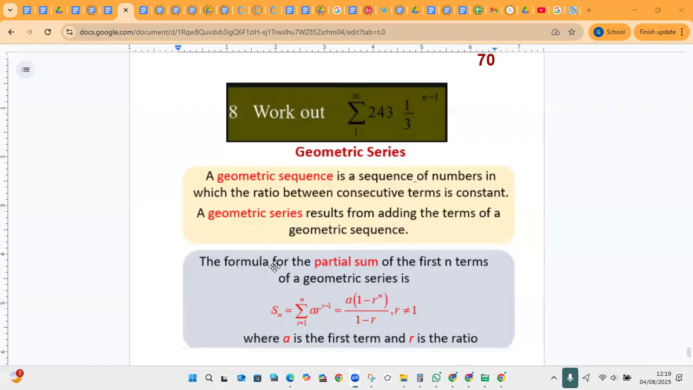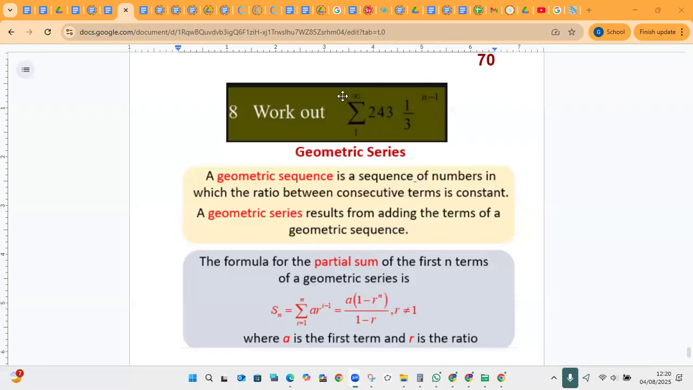So the formula for the partial sum of the first n terms of a geometric series is, here you have it, the sum from 1 to n. So that's why they call it partial. For the first n terms, A means the first term, R is the common ratio, raised to n minus 1. And here's the formula for the partial sum, where A is the first term and R is the common ratio.